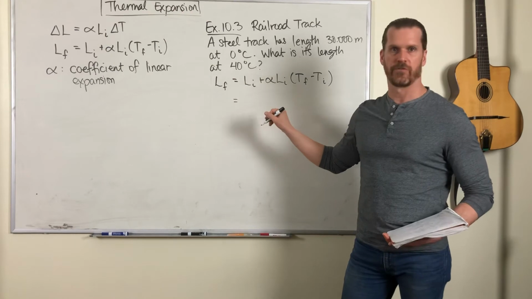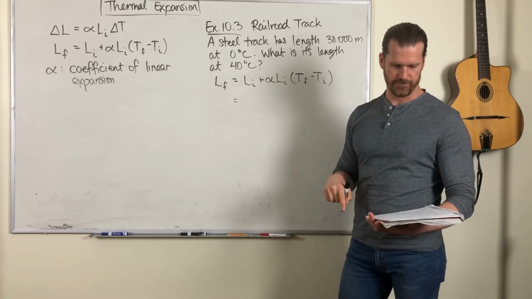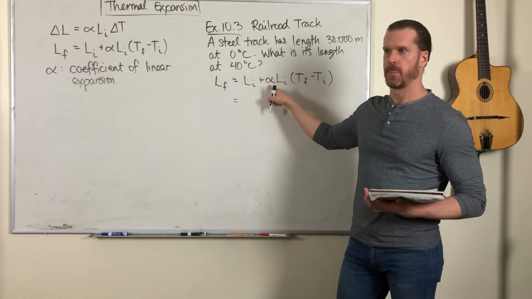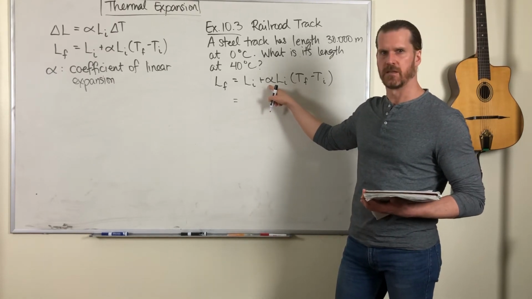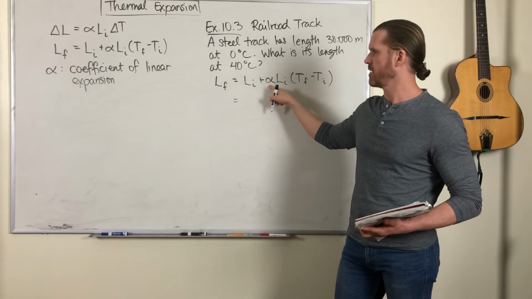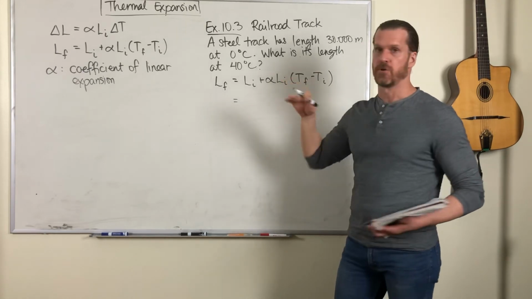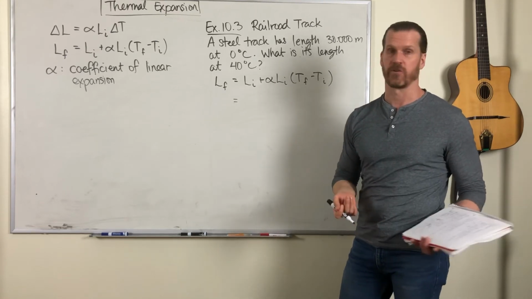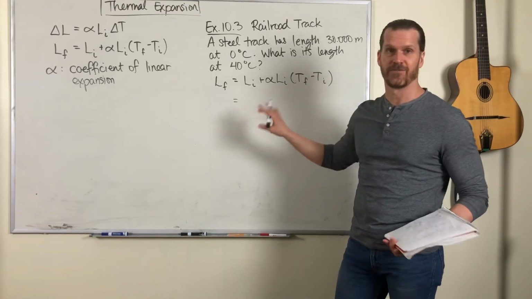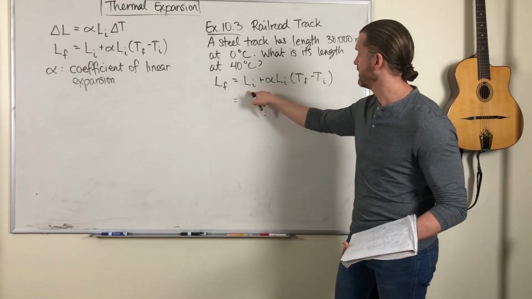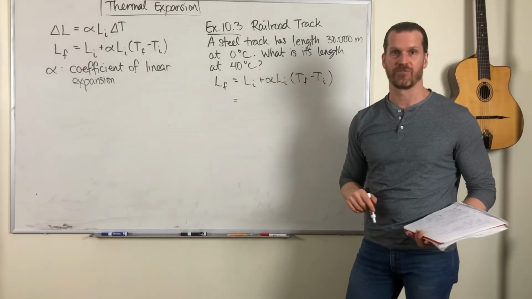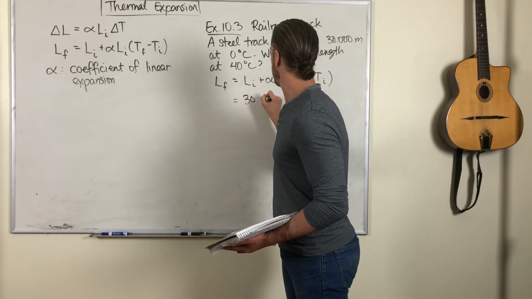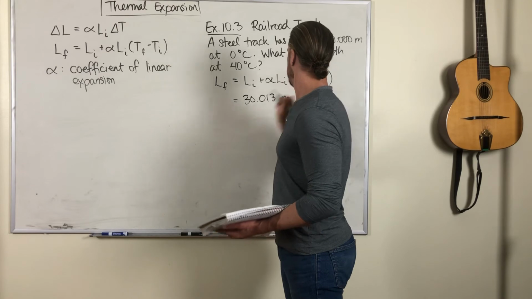I don't have the numbers with me right here, but this value of alpha, I think for steel it might be 11 times 10 to the minus 6. I'm not positive about that. But your textbook has a table of values of alpha for all sorts of different materials. So get that data from your textbook, plug in the initial length and those two temperatures, and it should give you a value of 30.013 meters.